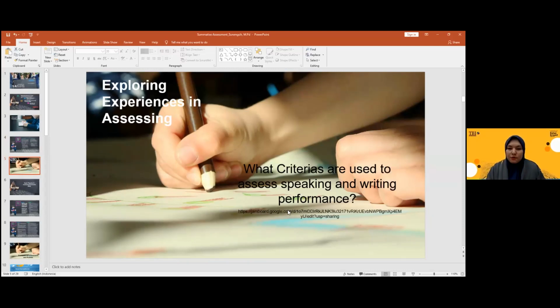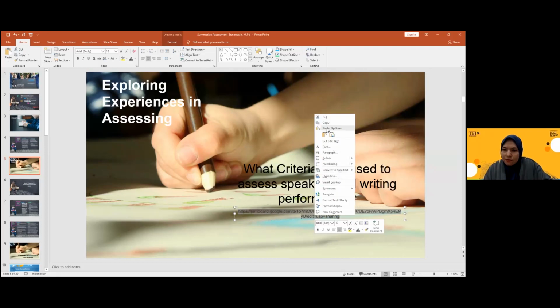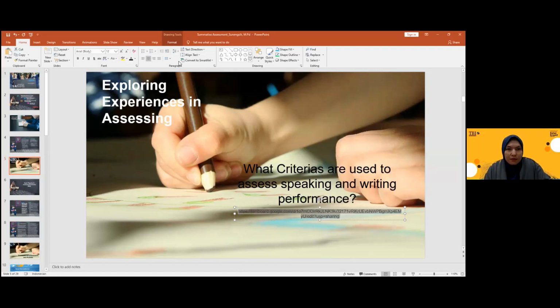So I will provide you the Jamboard link. There are 2 slides there. I would like to invite you to share your great idea. Wait, I will share that into the chat room. Please share your innovation or your creativity in measuring speaking performance, and then in measuring our writing performance. So here is the link.